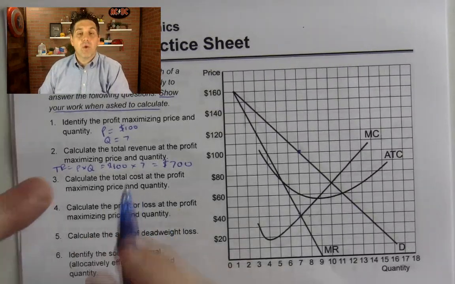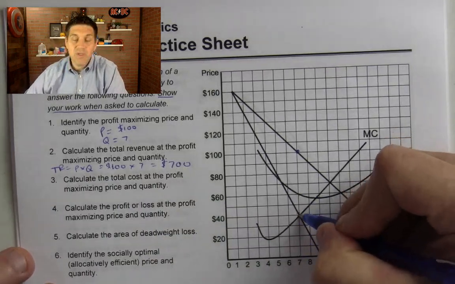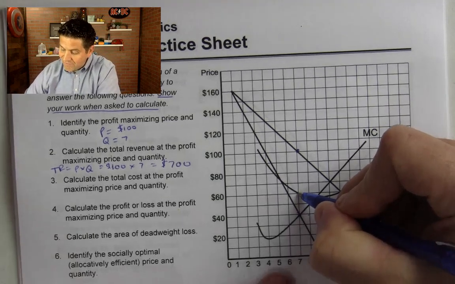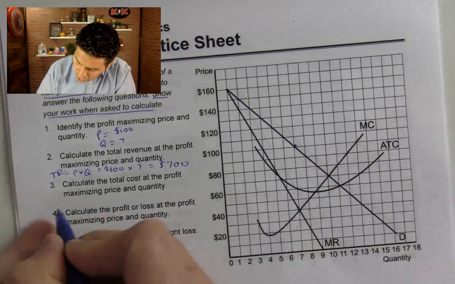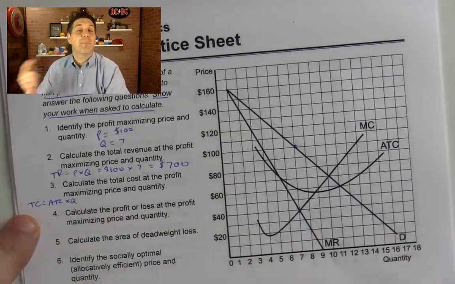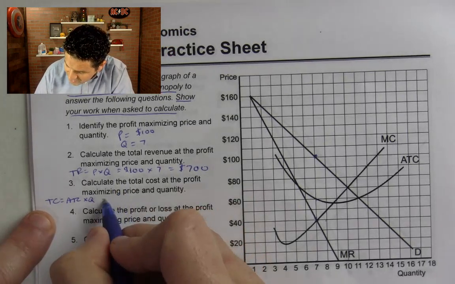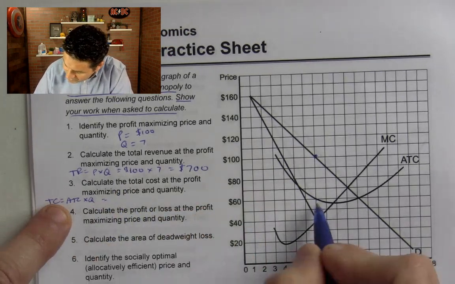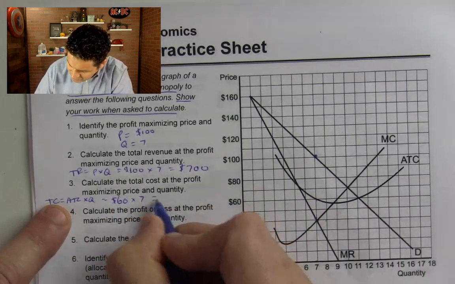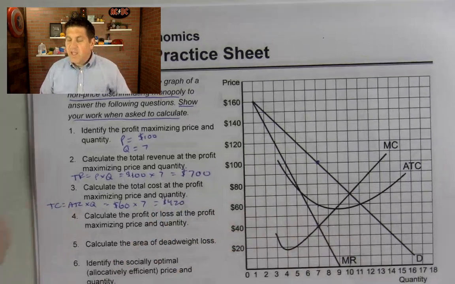Calculate the total cost. All right, total cost. Total cost at 7, you go up to the ATC, not to the marginal cost. You go up to the ATC. Each unit on average costs $60. So the total cost equals the average total cost times quantity. That's the equation we did in the previous video. So you've practiced these cost curves before. So this means average total cost we said was 60. The quantity is 7. We already got that for a grand total of $420. $420 is the total cost.